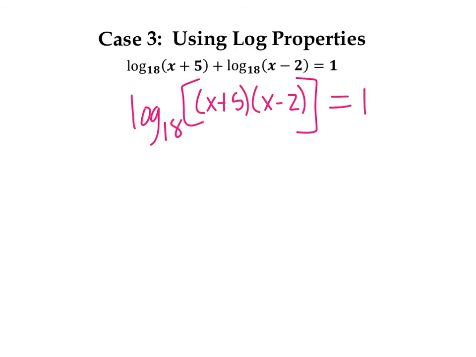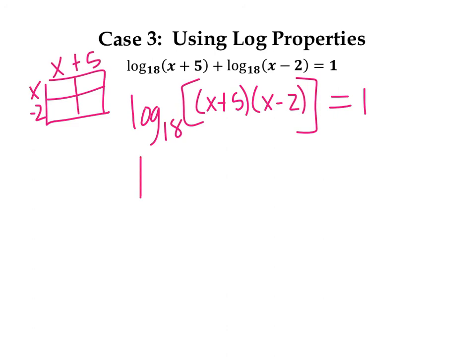x plus 5 times x minus 2 needs to be simplified using the box method, because you're multiplying two things, right? You're doing the distributive property two times. So make sure you do the box method for this. I'm going to save some time and skip to the next step, because I'm going to do this in my head.